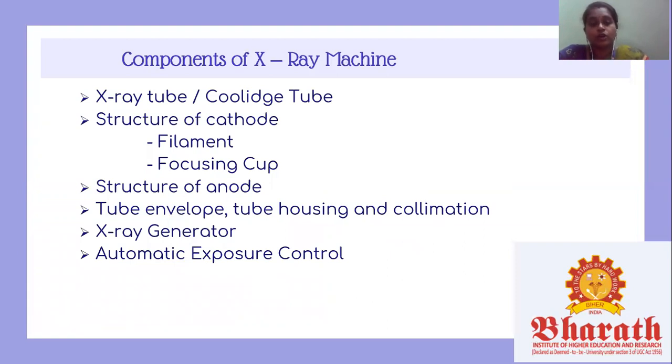So now coming to the components of X-rays. There are many components of X-rays, so we are going to see each and every one in detail. The first one is the X-ray tube or Coolidge tube. The next is the structure of the cathode, which has the filament, focusing cup and everything. Then you have the structure of the anode. Then you have the tube envelope, tube housing and collimation. Then you have the X-ray generator. Then you have automatic exposure control.